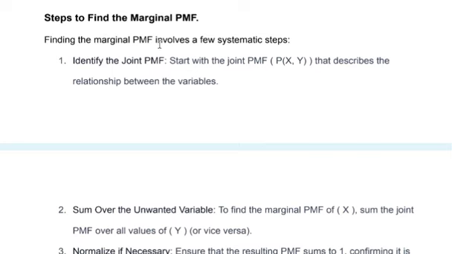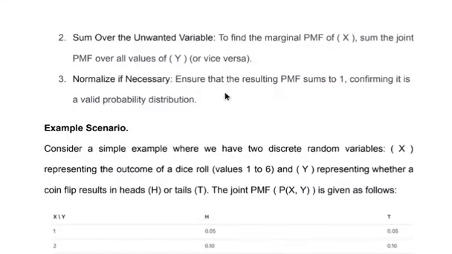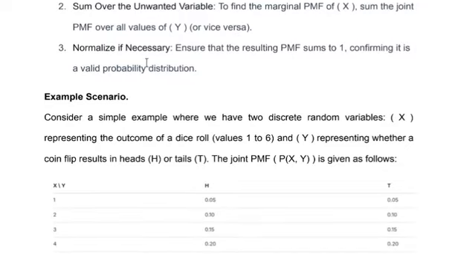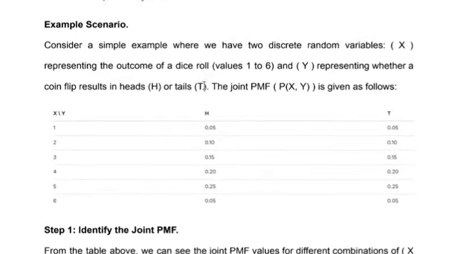Steps to find the marginal PMF. Finding the marginal PMF involves a few systematic steps. Identify the joint PMF. Start with the joint PMF, p_{X,Y}, that describes the relationship between the variables. Sum over the unwanted variable. To find the marginal PMF of X, sum the joint PMF over all values of Y, or vice versa. Normalize if necessary. Ensure that the resulting PMF sums to 1, confirming it is a valid probability distribution.